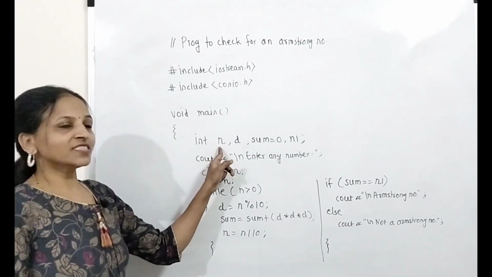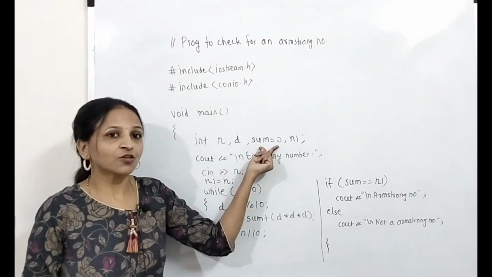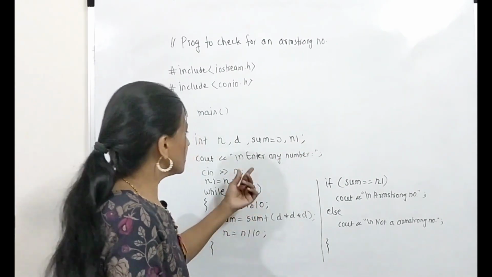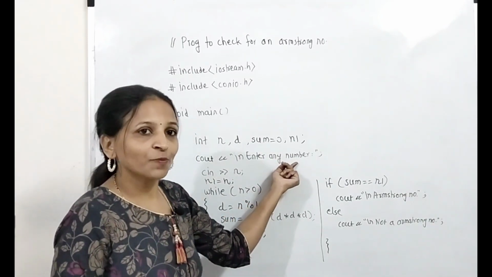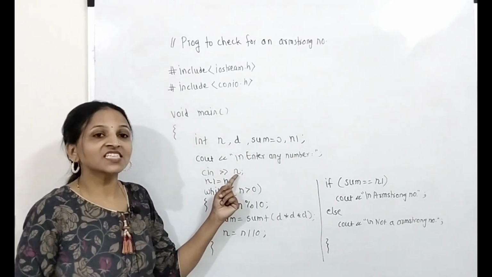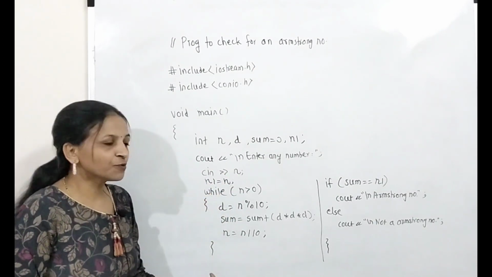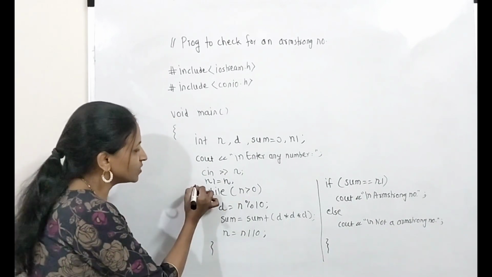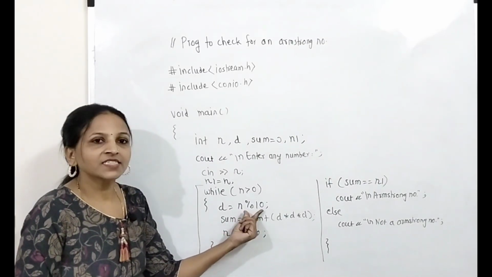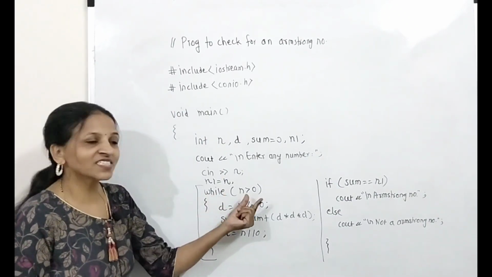Okay, first we have declared the variables: n for accepting the number, d for separating the digits, sum for calculation of sum of cubes of digits, n1 for storing the original number for final comparison. Now, enter any number, this message will get displayed on the output screen. After that the user will enter that number that we have to store inside n. That's why we have written here cin n. Now inside n1 we are copying the same number because in this process n will get modified, and here using this loop we calculate the sum of cubes of digits. First separate the digit, do the cube, add it to sum and modify the number itself. Again do the same process till n greater than 0.